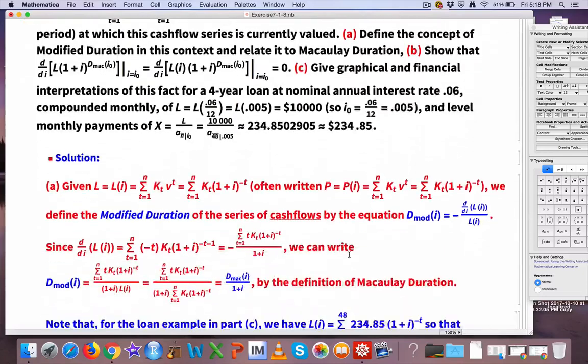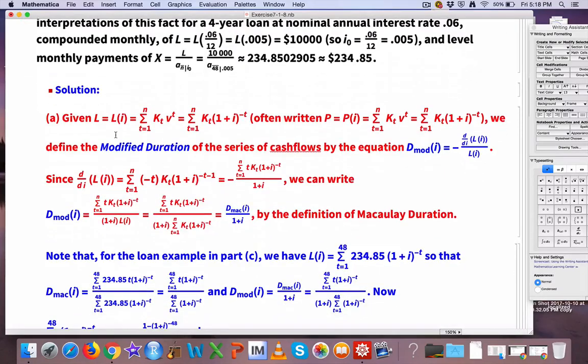So first we are introducing the modified duration. Again, L of I is the present value of the payment stream. In the reading it's usually written P of I. P of I can stand for present value. You could also think of it as a price if it were a bond. Calling it L of I for this problem because we're thinking of it as a loan.